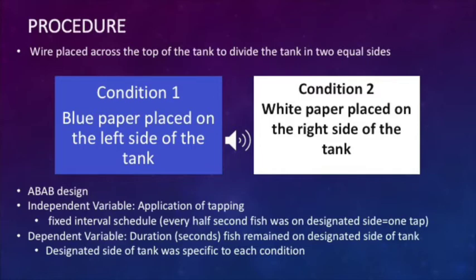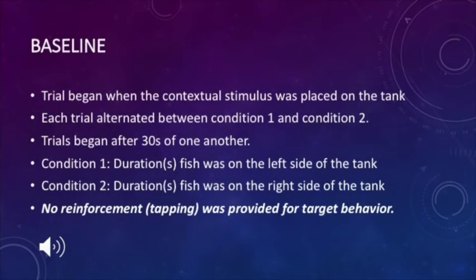The independent variable was the application of tapping on a fixed interval schedule. Every half second that the subject was emitting the target behavior for that condition, tapping was applied to the side of the tank. The dependent variable was the duration of seconds that the subject remained on the designated side of the apparatus. A trial began when the contextual stimulus was placed on the tank for the conditions being observed.